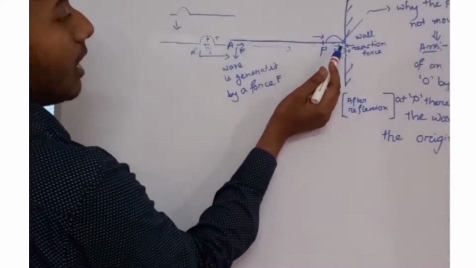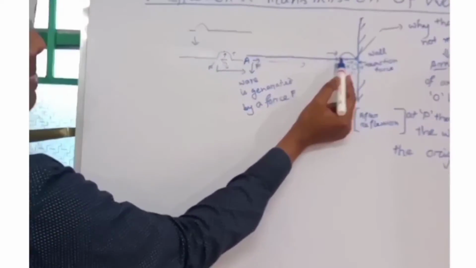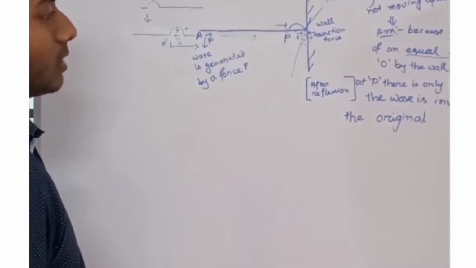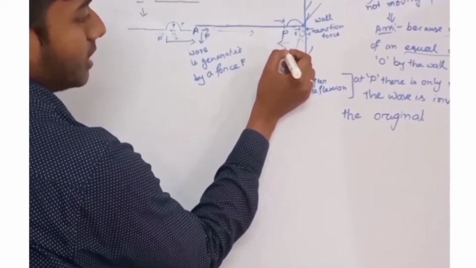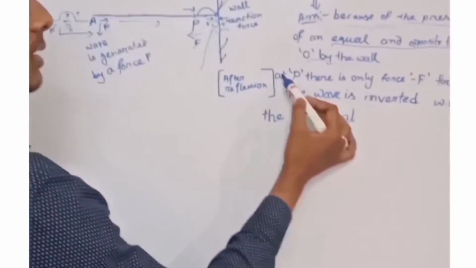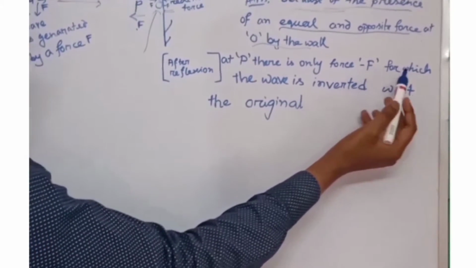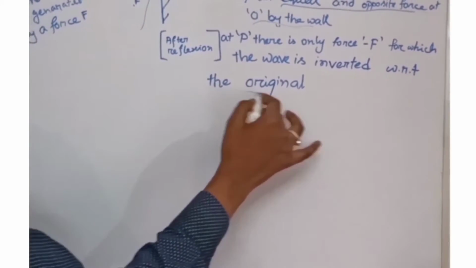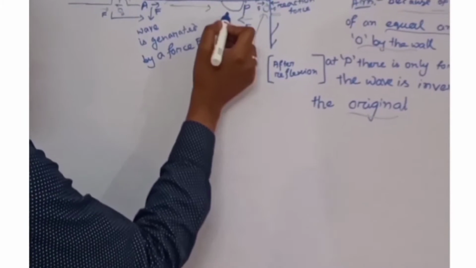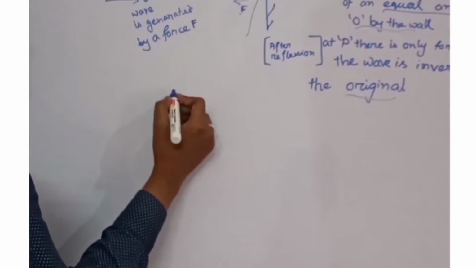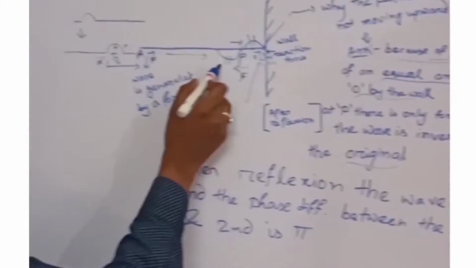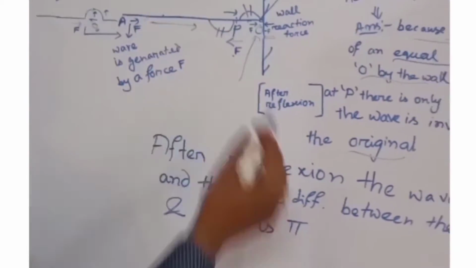And after that, after the reflection, the particle P has only one force that is generated in this direction, which is produced by this wall. So at P there is only a force minus F, for which the wave is inverted with respect to the original. So the wave looks like this when it is reflected from the wall. Obviously you can see that this wave and this wave are at a phase difference of pi.